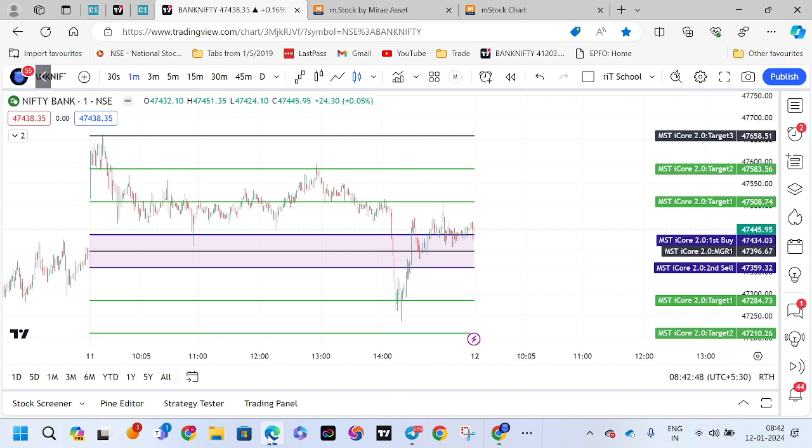Today's date is 12 January 2024. Let us see the performance of yesterday as per our MST iCore 2.0.